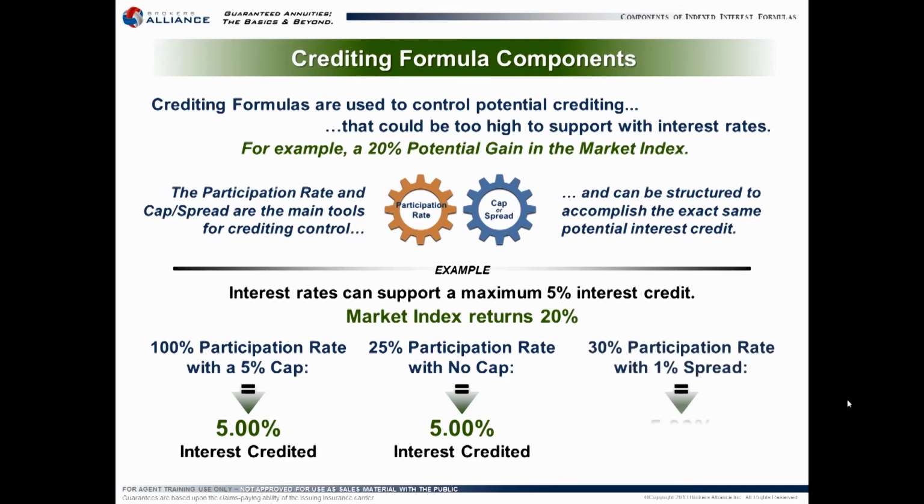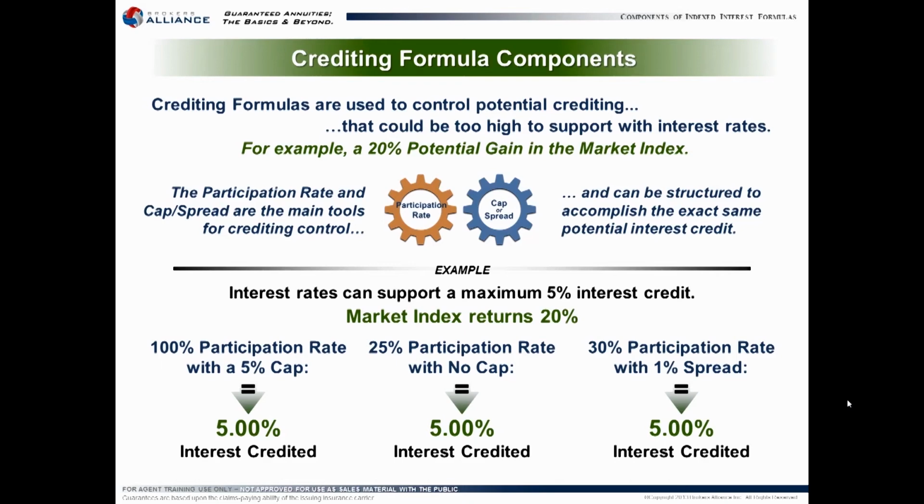Here's another example of that. If the market returns 20% and my interest rates can support 5%, I can instead do a 30% participation rate and a 1% spread, and I'm still going to end up in all three scenarios with the exact same credited interest. Now, that doesn't mean that a 100% participation rate with a cap versus, say, a 30% participation with a spread, that one is definitely better than the other. It's just a different way of getting to the same endpoint.